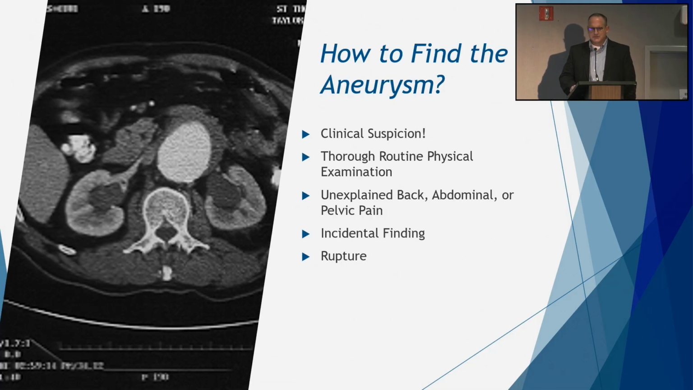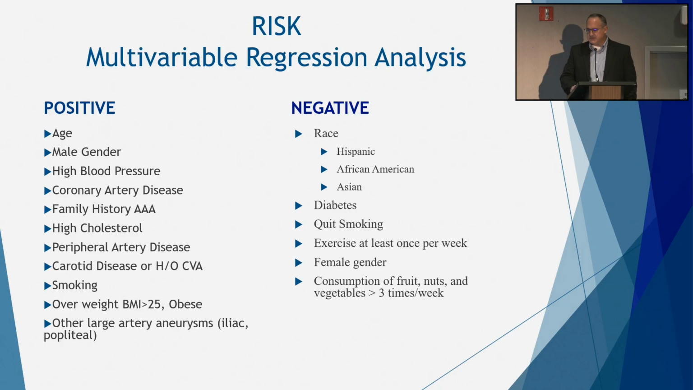Finding aneurysms usually requires a high index of suspicion. We need to do a routine physical exam. A lot of times if you palpate the abdomen correctly, you can feel them. And again, a lot of times they can be an incidental finding.